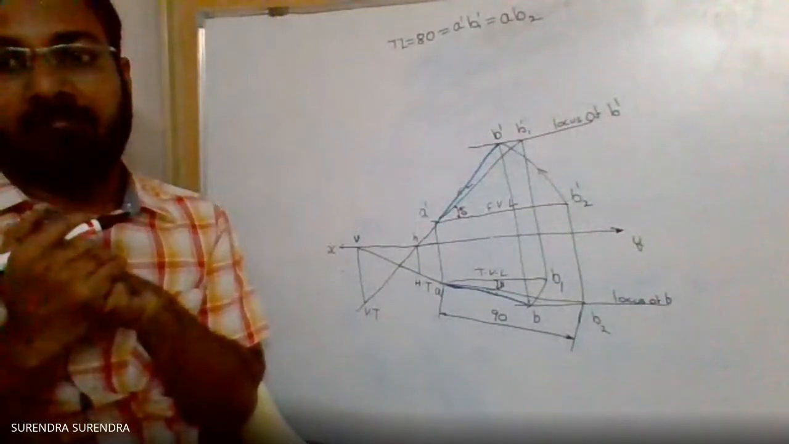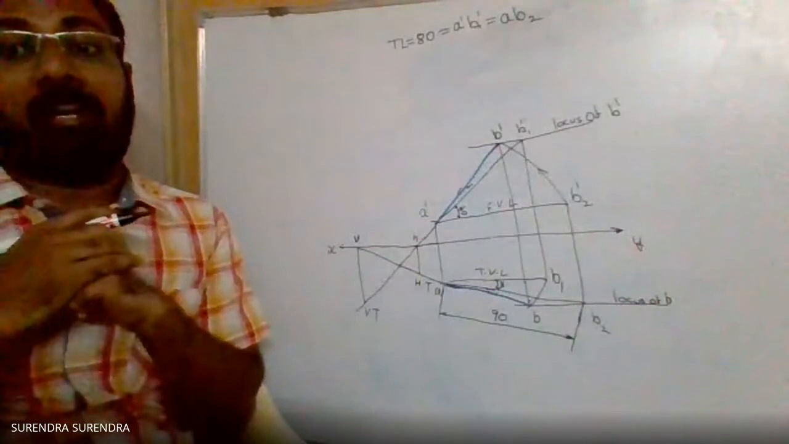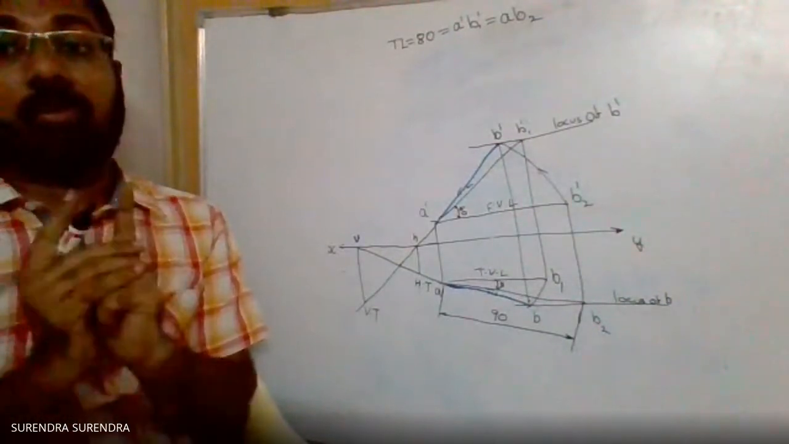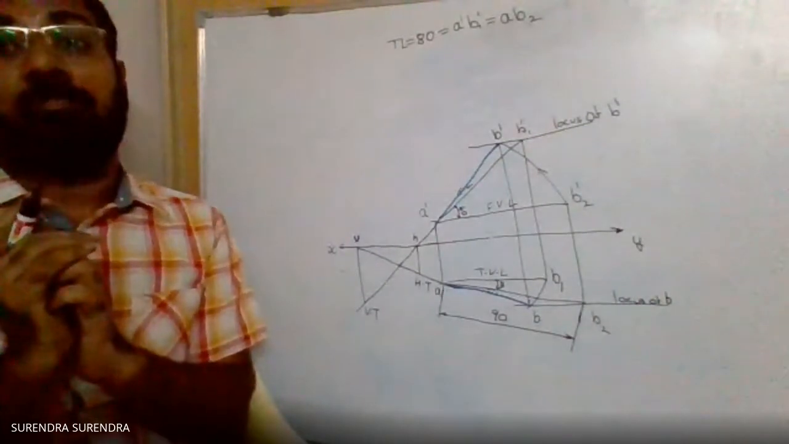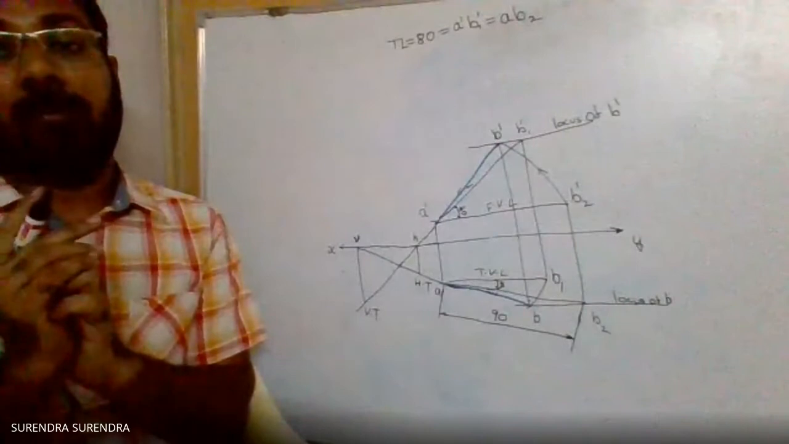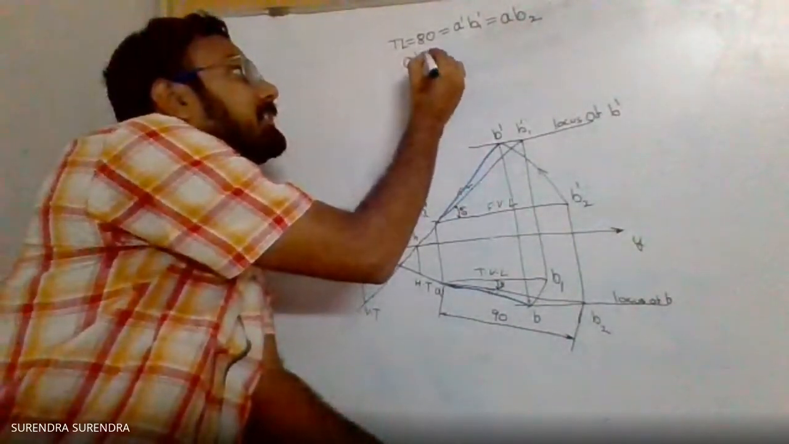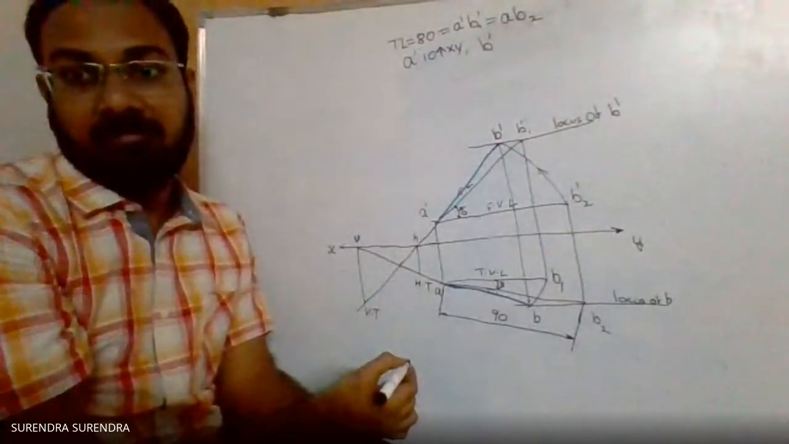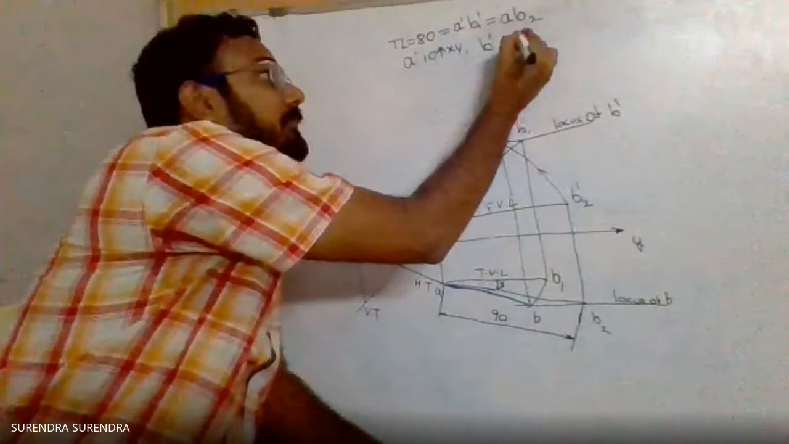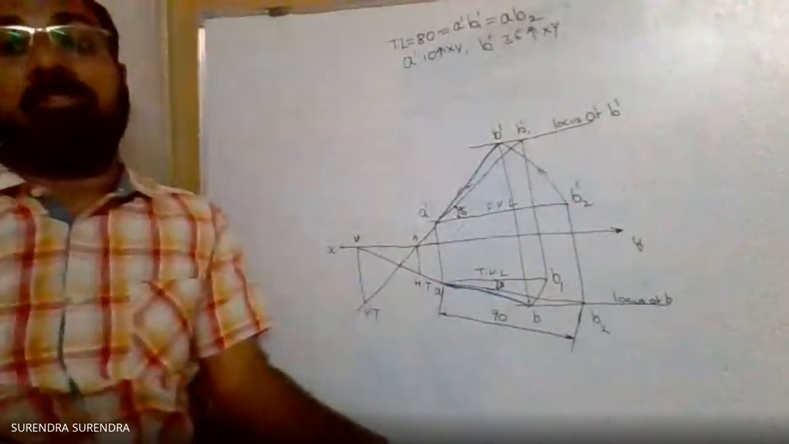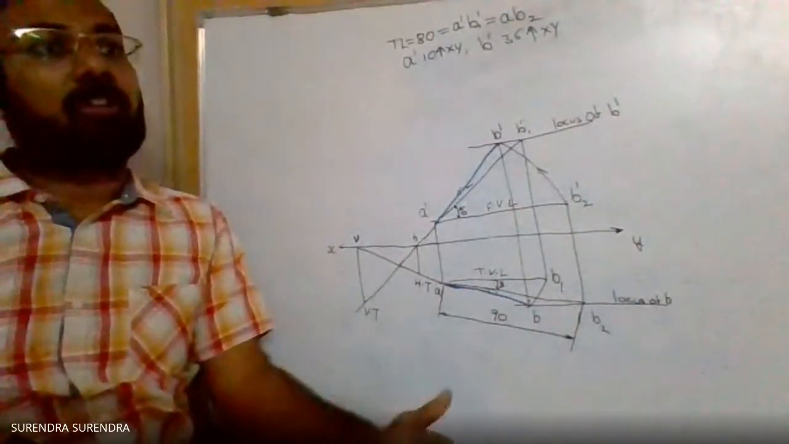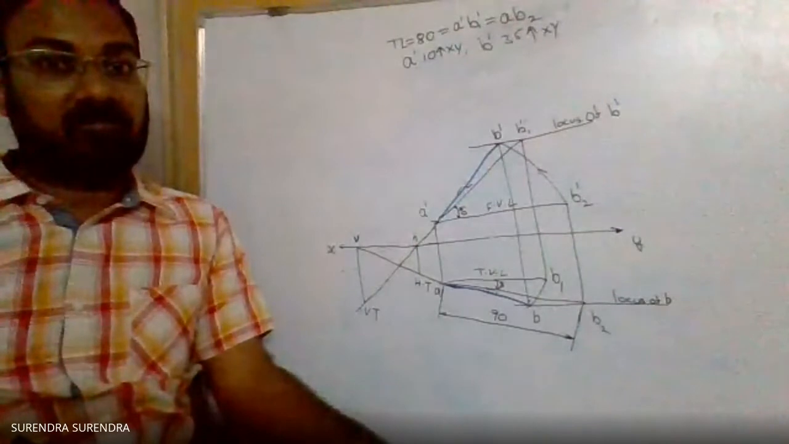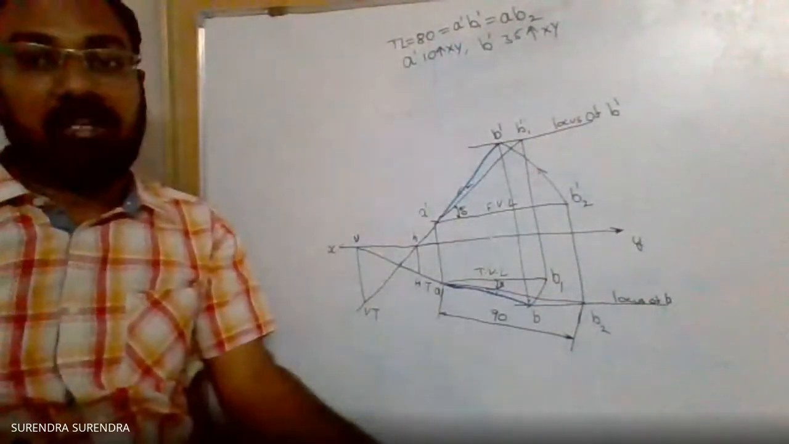Next, the endpoints of the line AB 80 mm long are 10 mm and 35 mm from HP. Means the endpoints' front view locations are given. Means A dash B dash from XY line. A dash is 10 mm above XY and B dash is 35 mm above XY. As both the points are from HP, the default is the first angle projection, means we'll assume the line is in the first quadrant, above the horizontal plane. So the front view points are above the XY line.